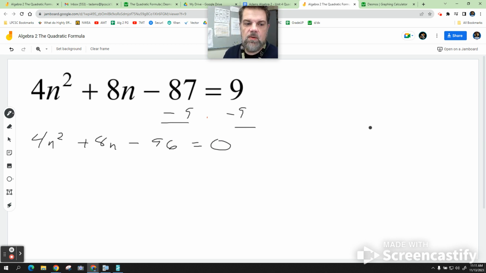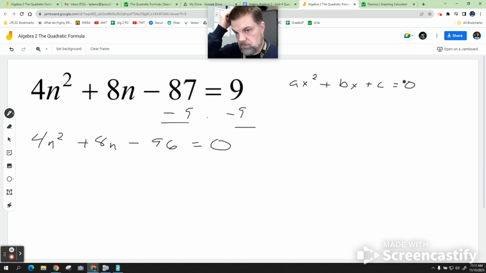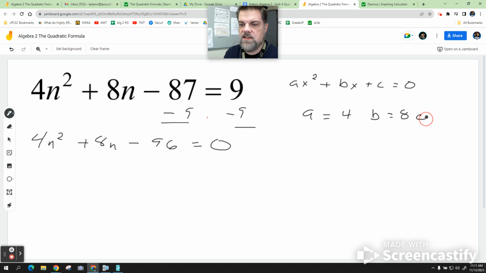All right, so now we set it equal to 0. Remember, that's where we got to set it equal to 0 because that's where we get our A and our B and our C from. This whole thing only works if it's set equal to 0. All right, so what's A? 4. What's B? 8. What's C? Negative 96, right? Don't forget that minus sign.